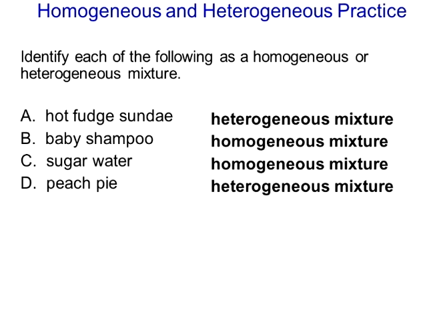Examples of homogeneous and heterogeneous. A hot fudge sundae is heterogeneous. Baby shampoo is homogeneous. Sugar water is homogeneous, but a peach pie is heterogeneous, or cherry pie, whatever your favorite pie is.